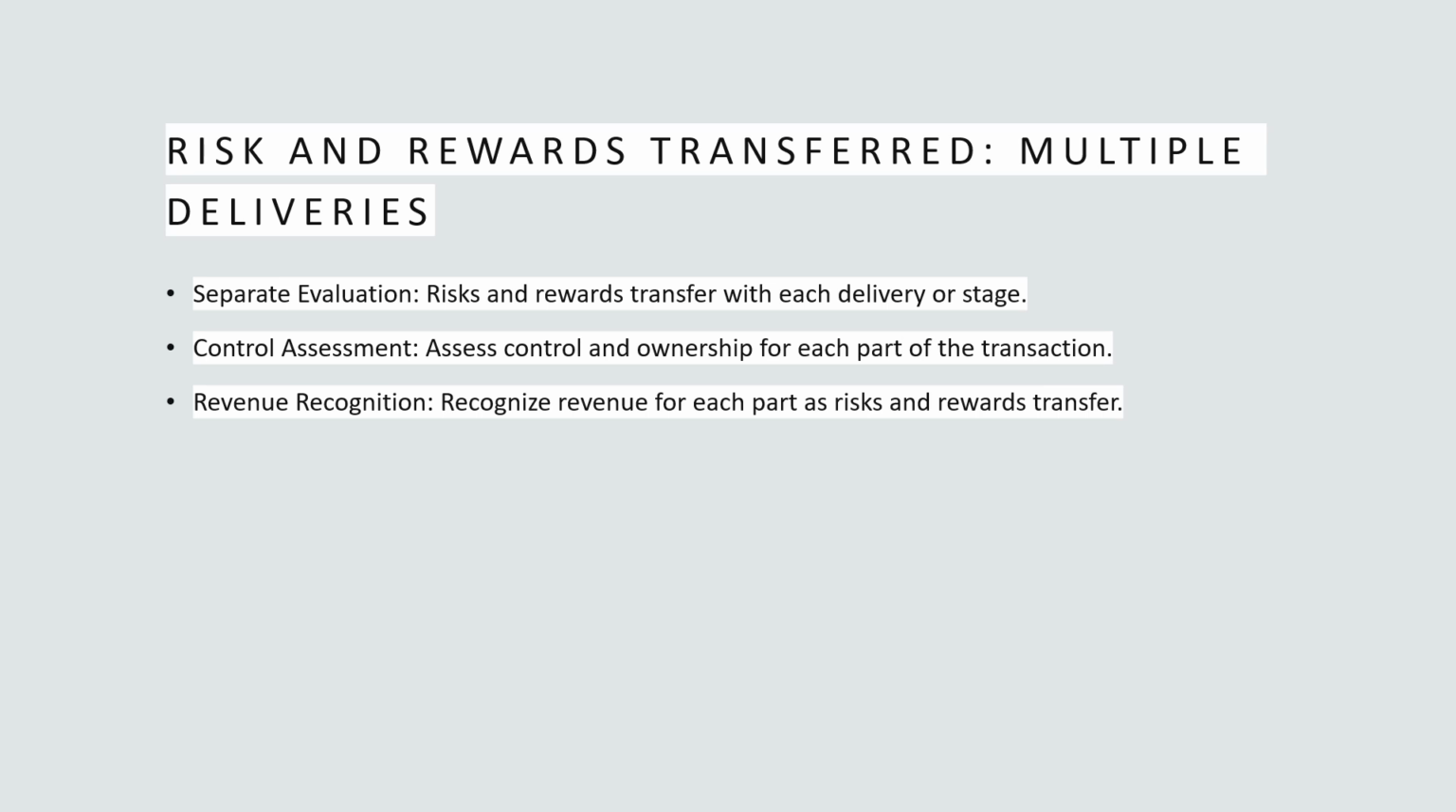Now moving on to risk and rewards transferred for multiple deliveries. In multiple deliveries, the transfer of risk and rewards occurs with each shipment or stage. You must evaluate each delivery or stage separately to determine when control and ownership transfer. Revenue should be recognized for each part as the risk and rewards associated with the part transferred to the buyer. So recognize revenue for each part as risk and rewards transfer.